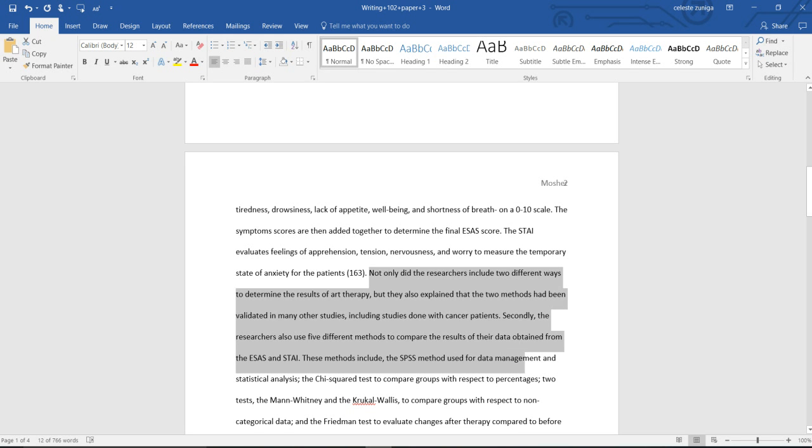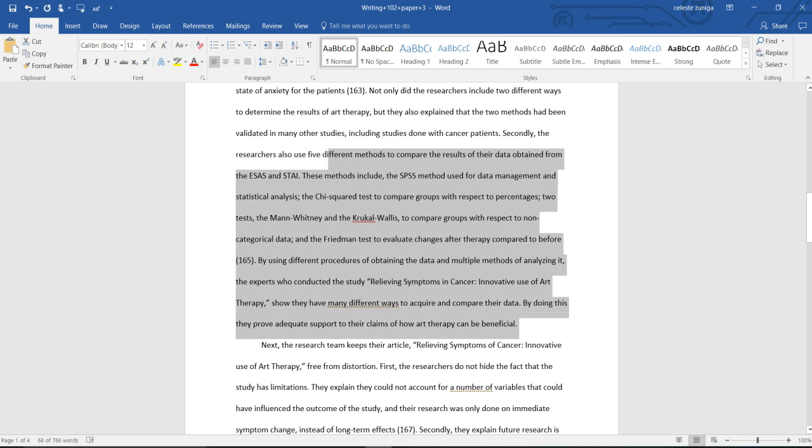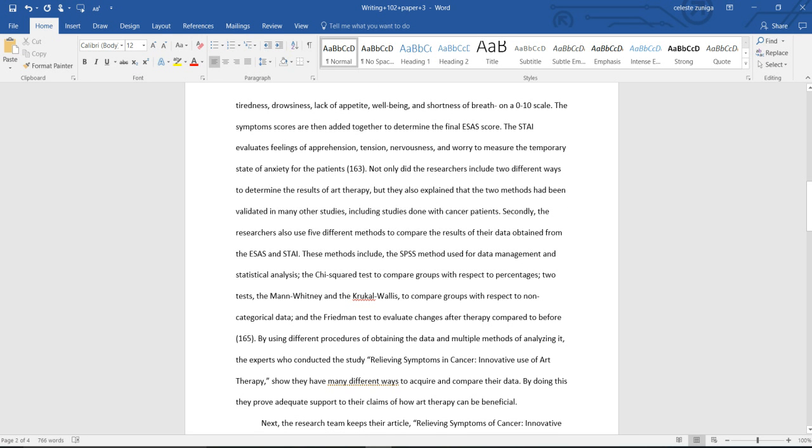She's diving really deep into how the research was conducted. This is a very intelligent CSC paragraph. I was very impressed by it. I'm going to just take a moment. You can pause it here and read the rest.